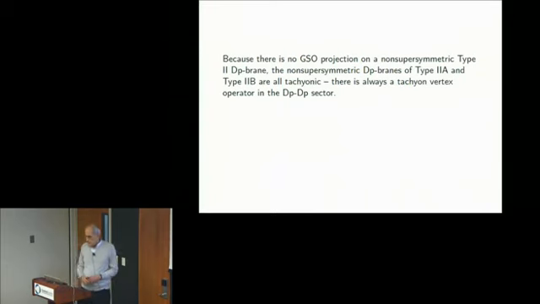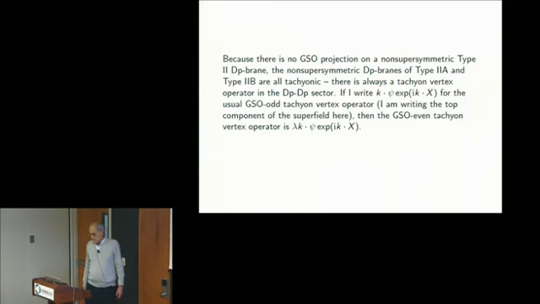Now, because there's no GSO projection on a non-supersymmetric type 2 Dp brane, the non-supersymmetric Dp branes of type 2A and type 2B are all tachyonic. There's always a tachyon vertex operator in the Dp-Dp sector. And Sen explained, heuristically and also in string field theory, how that can lead to a flow to a supersymmetric D(p-1) brane. If I write the usual GSO odd tachyon vertex operator, well, if I write the top component this way, the GSO even tachyon vertex operator is this one. And so we always have that GSO even tachyon vertex operator for type 2B.